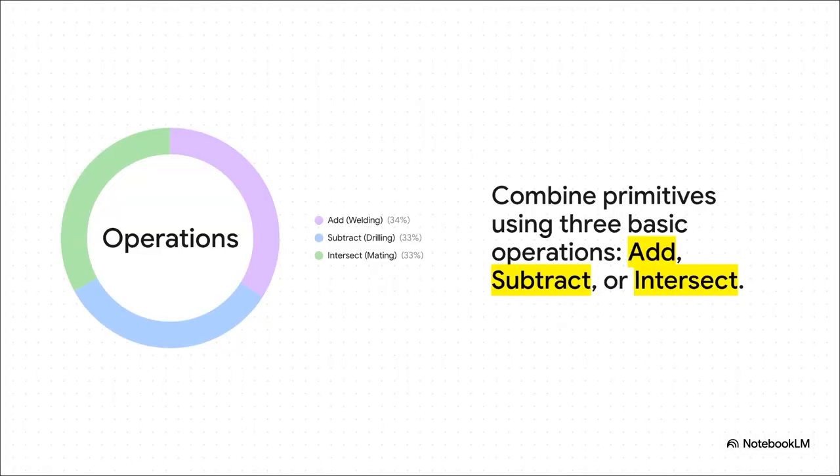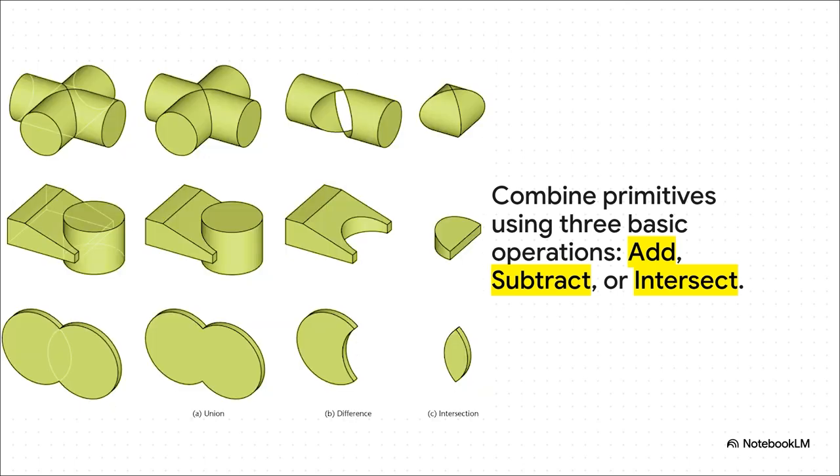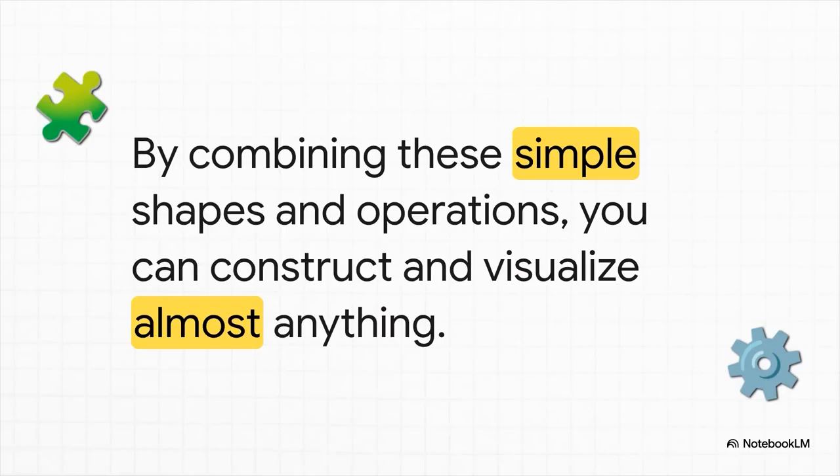Now, it's not just about having the blocks, right? It's about what you do with them. And there are really only three basic operations. You can add them together, like you're welding two pieces of metal. You can subtract one from another, like drilling a cylindrical hole out of a box. Or you can find where they intersect, which is super useful for figuring out how two different parts are going to fit together. And that's the whole system.